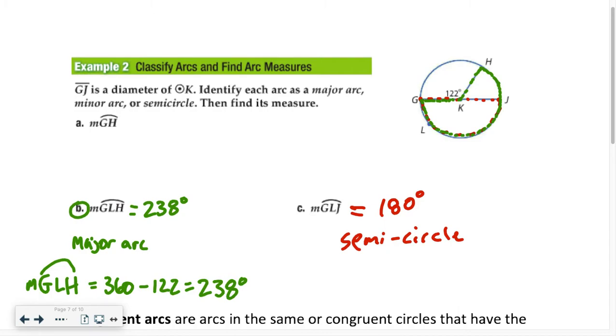So GH, guys, well, that one's the easiest, and of course, save that for last. So GH, we know it's the minor arc, because we don't use 3 points here. And so measure of arc GH, that's equal to that central angle that's associated, 122 degrees.